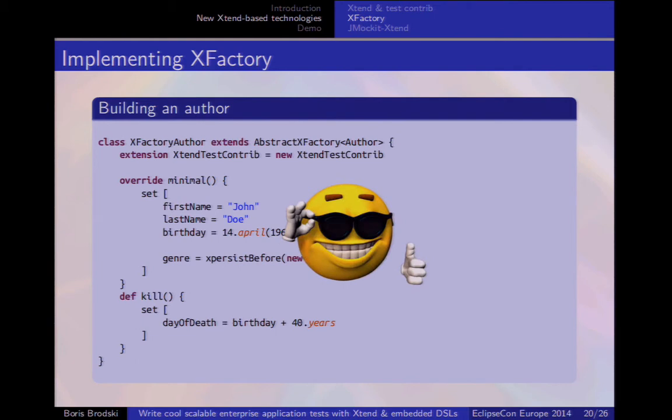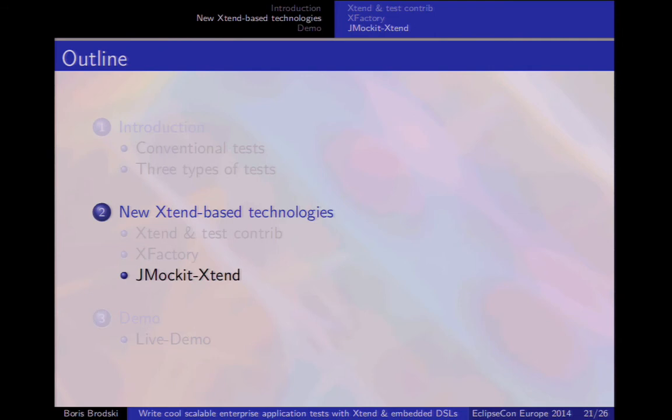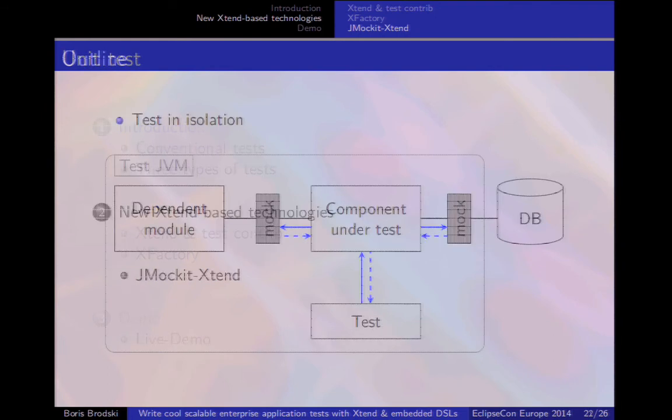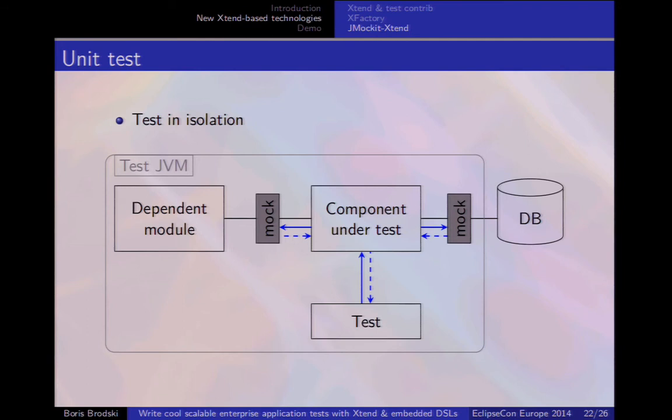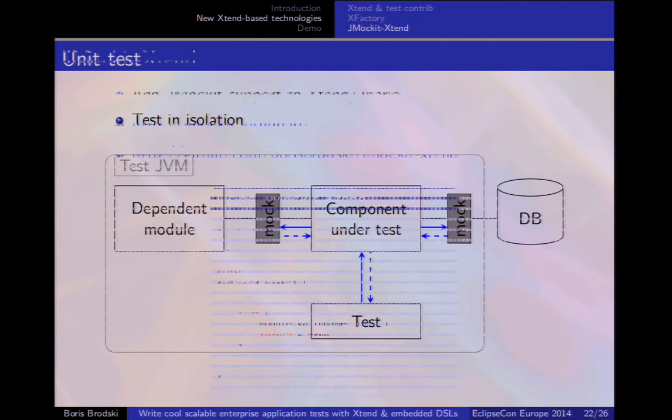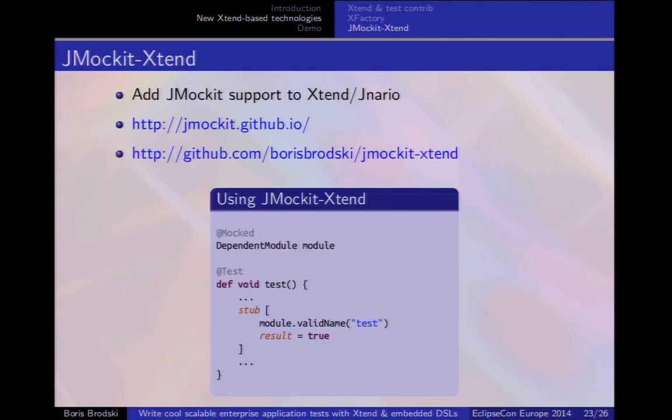And the last framework we need for our live demo is JMockit-Xtend. And there are actually two frameworks, JMockit and JMockit-Xtend. And why do we need it in the first place? We need to mock external and internal components, separating them from our code under test. And this framework will help us. And this is a single example that I will show you.